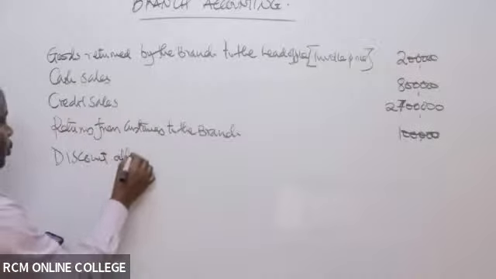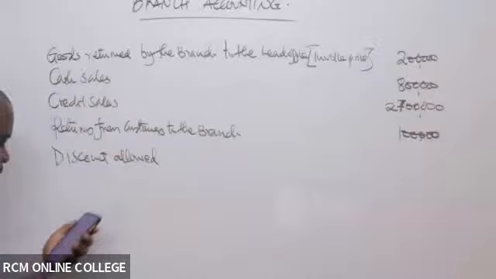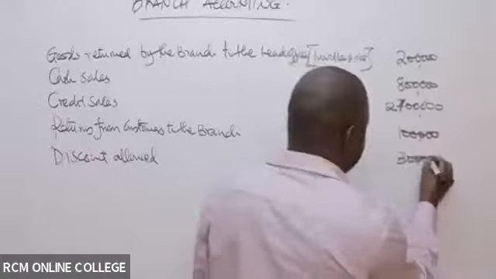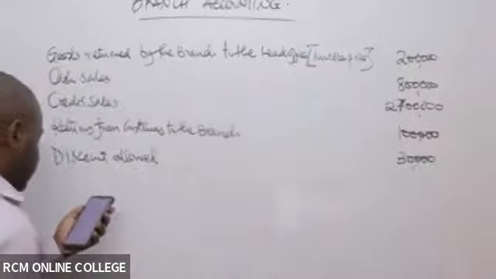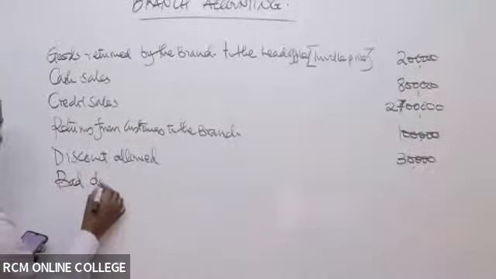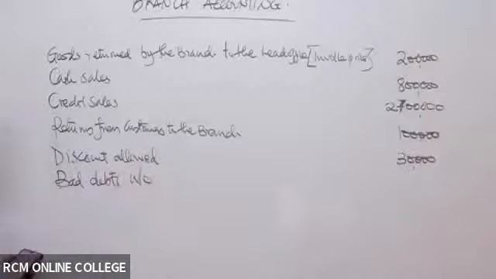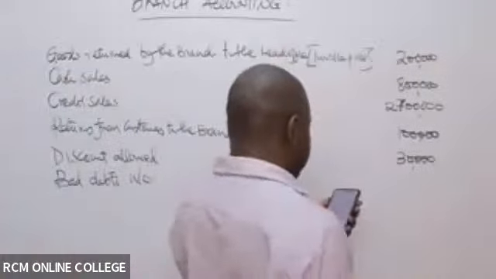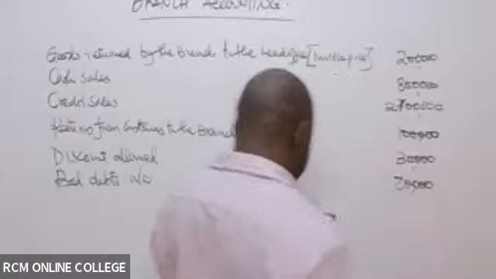Then another transaction that occurred: they allowed some discount to the debtors on credit sales. There was an amount of 30,000 which they allowed as a discount. Then bad debts, there were some bad debts written off. They wrote off some of these debtors, an amount of 20,000.